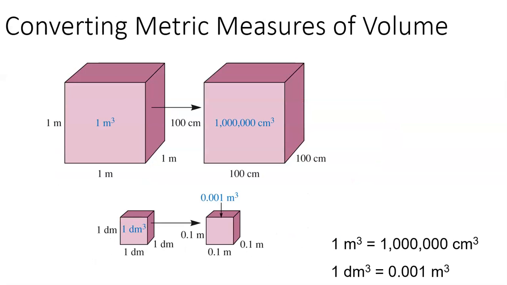All right. How about metric? Metric is the same deal, right? Except this time we're only multiplying by powers of 10 because that's how we go back and forth. So a cubic meter is something that's a meter by a meter by a meter, so roughly a cubic yard. Suppose I wanted to convert that into cubic centimeters. Well, 1 meter is the equivalent of 100 centimeters. So now you've got a cube that's 100 centimeters by 100 centimeters by 100 centimeters. So 1 cubic meter is 1,000,000 cubic centimeters.